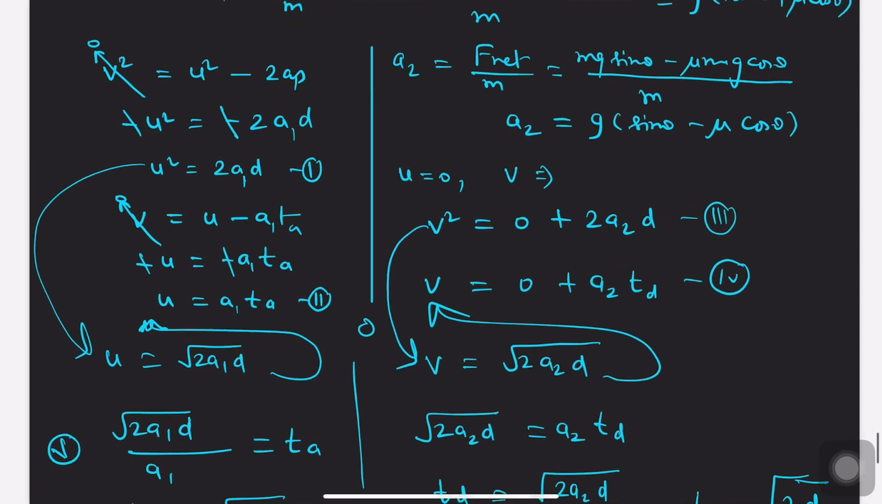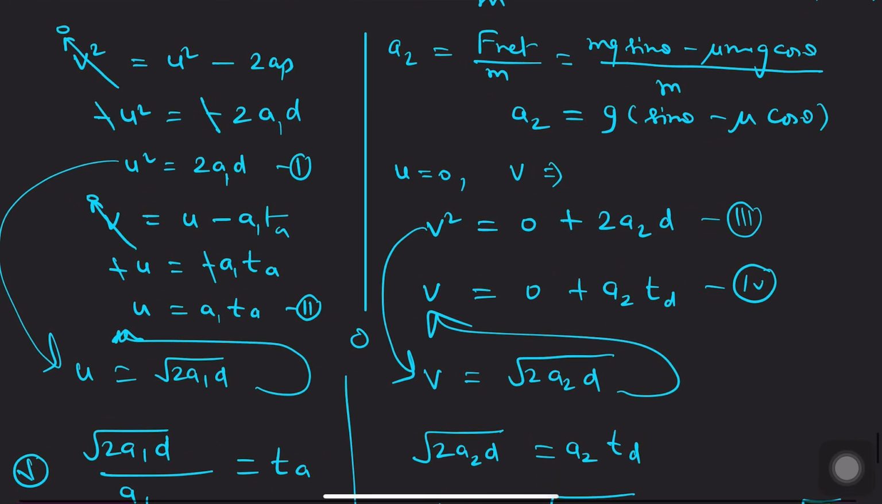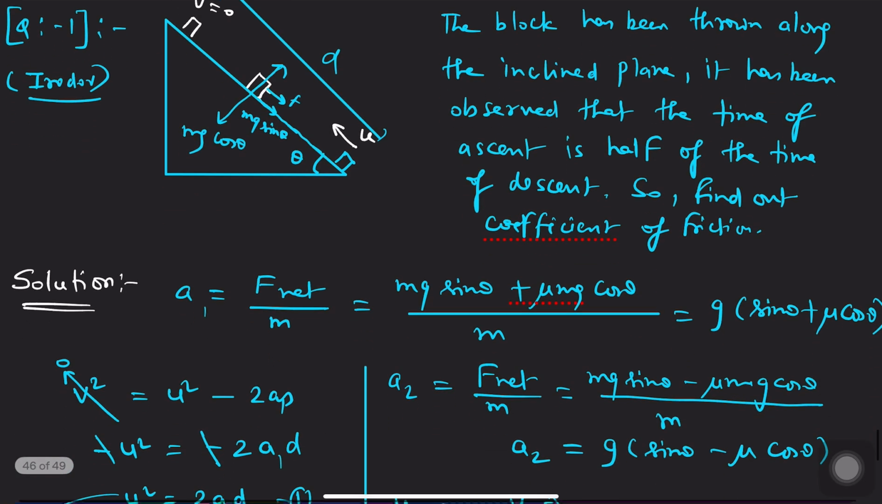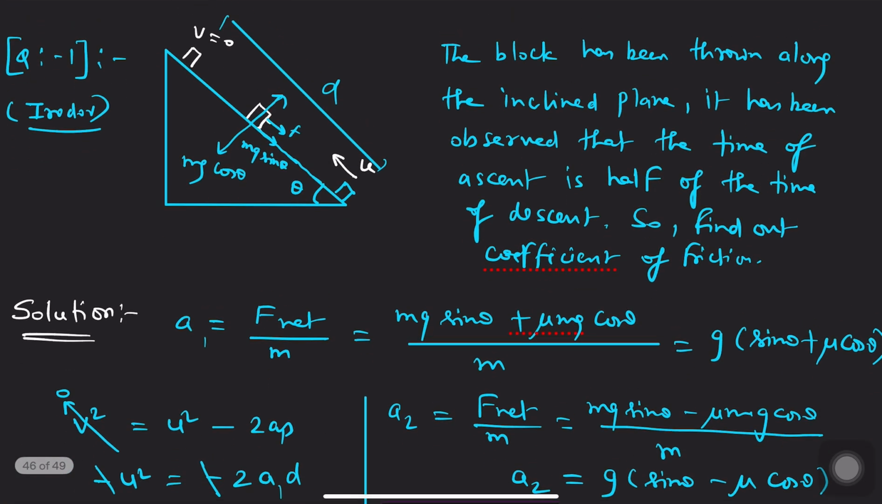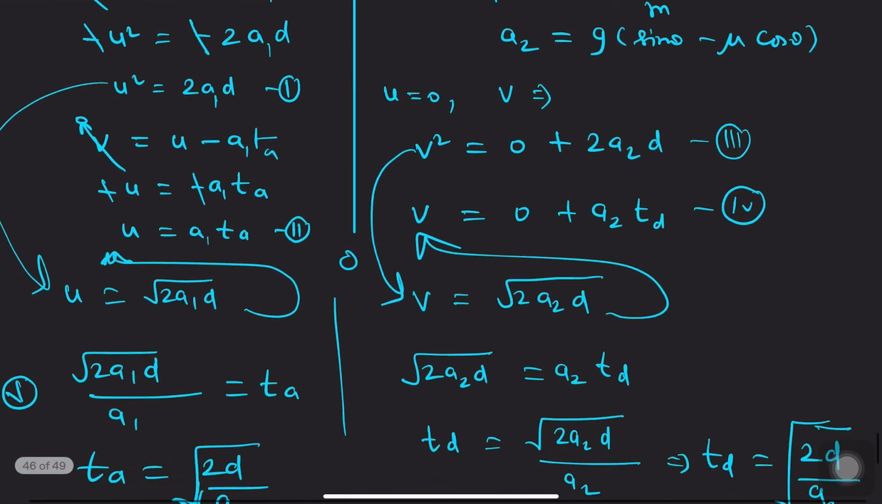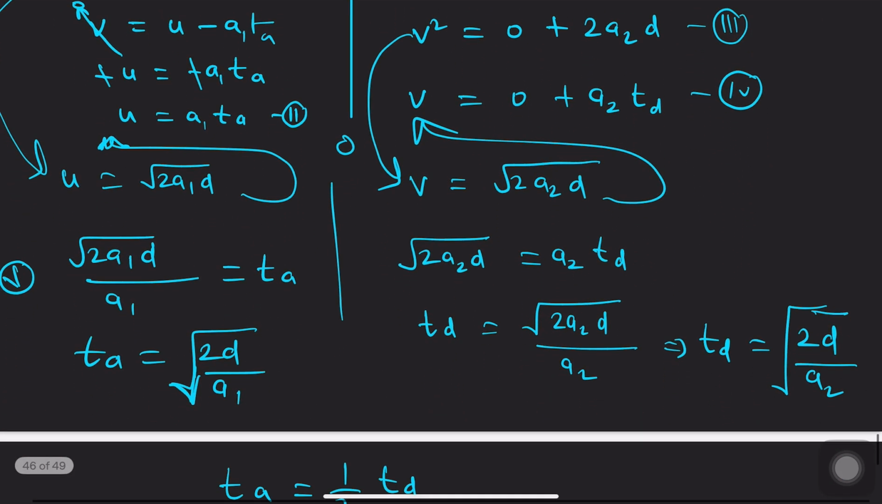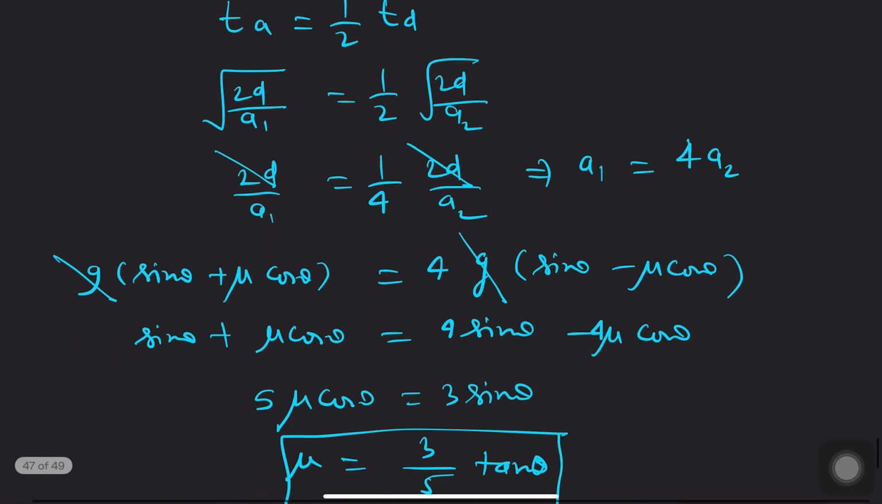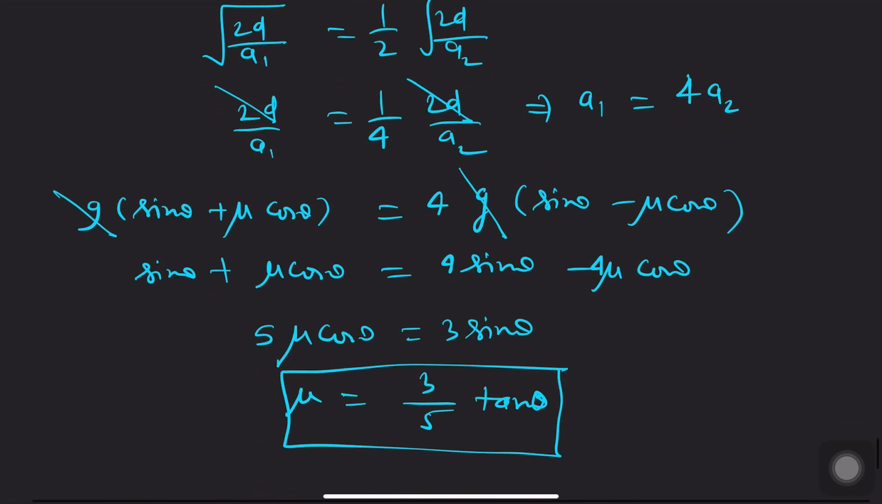Okay, how do we have to solve this problem? This is a very kinematics kind of problem. So we have to use the laws of kinematics and then solve this problem. First we solved the equations and got TA and TD in terms of a1 and a2, and then we used the given condition, and using that we have gotten this relationship.